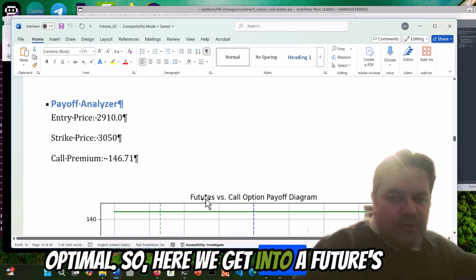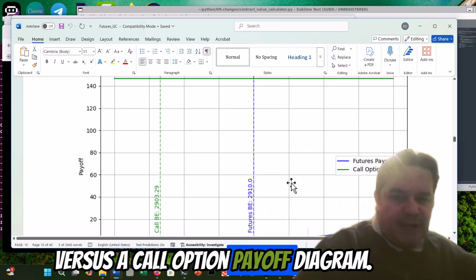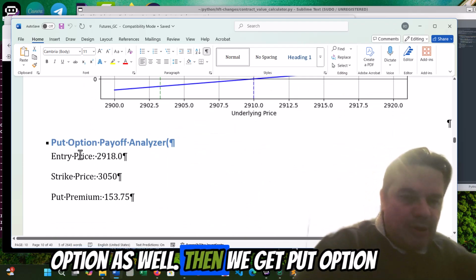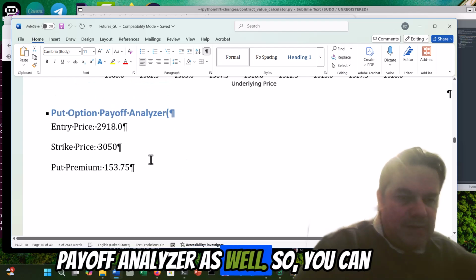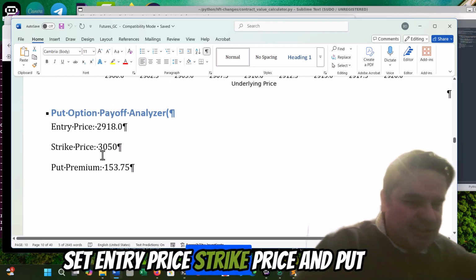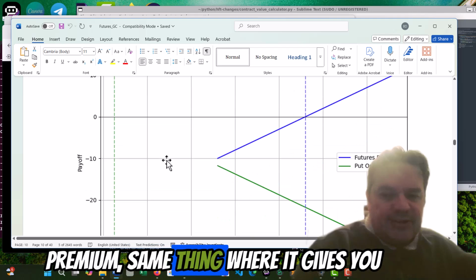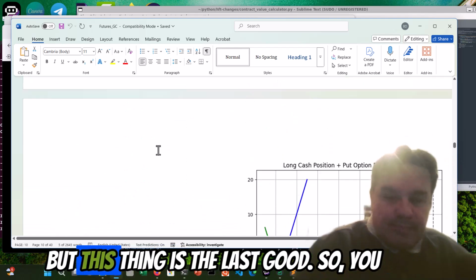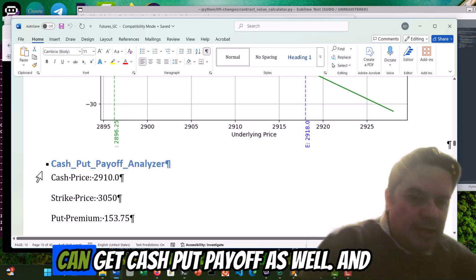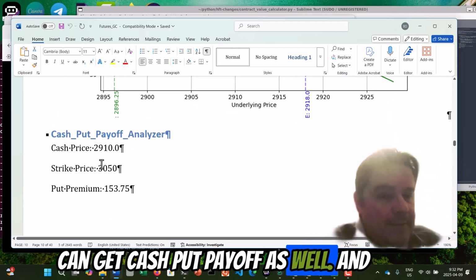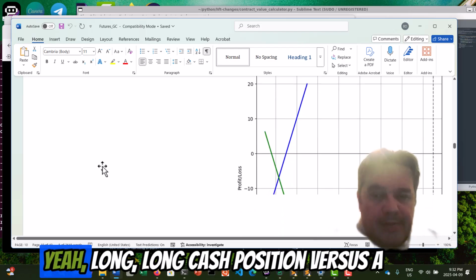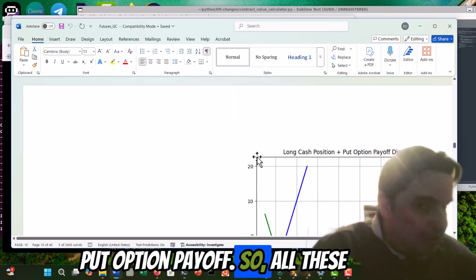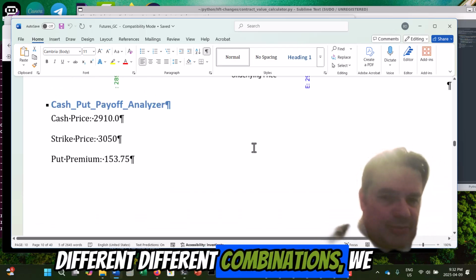So here we get into a futures versus a call option payoff diagram. Okay. So again, future payoff, call option as well. Then we get put option payoff analyzer as well. So we can set entry price, strike price, and put premium. Same thing right here. This is where it gets really wonky. Anyways, but I think this is the last of it. So we can get cash put payoff as well. And yeah, long cash position versus a put option payoff. So all these different combinations we can kind of see.